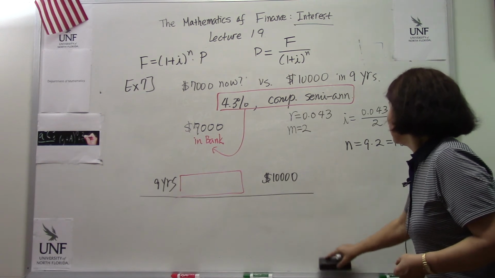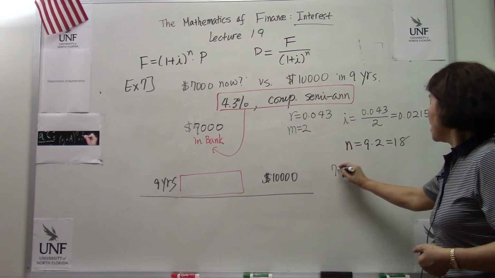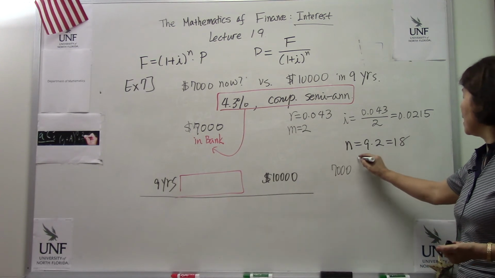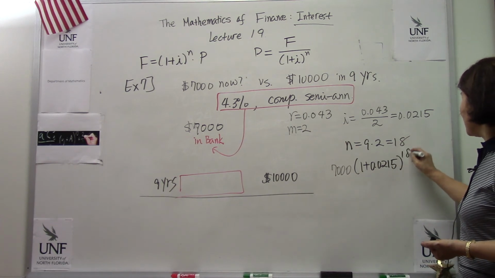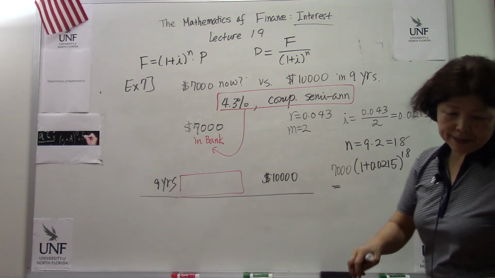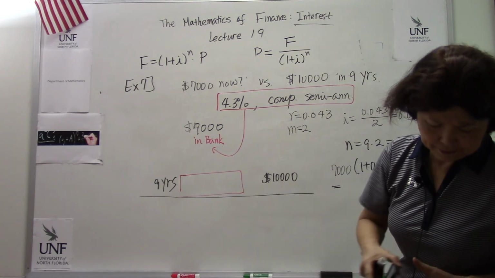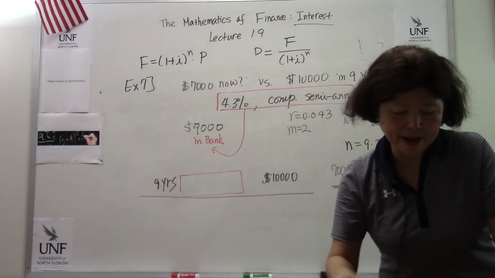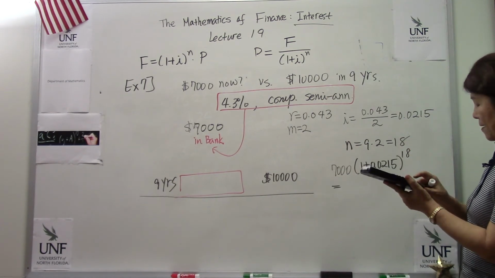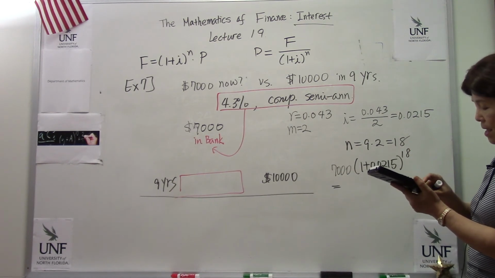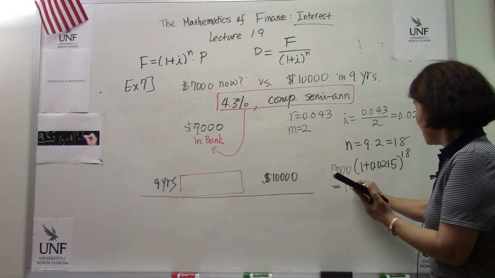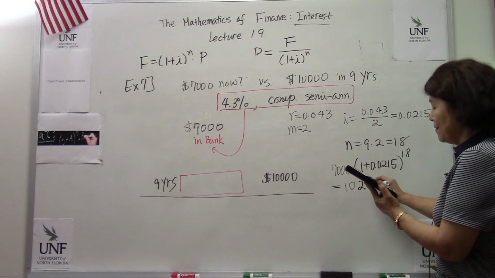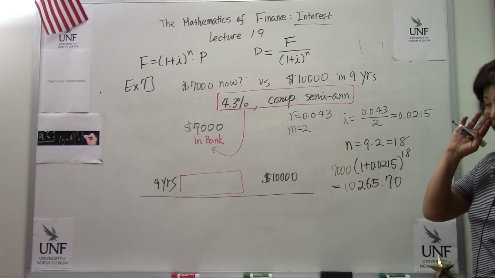So, are you ready to compute? The $7,000 you deposit as you receive the money. So 7,000 times 1 plus i, 1.0215 to the 18th power. So how much is that? Oh, I picked up my phone. Okay, 7,000 times 1.0215 to the 18th power. So that gives you $10,265.70.